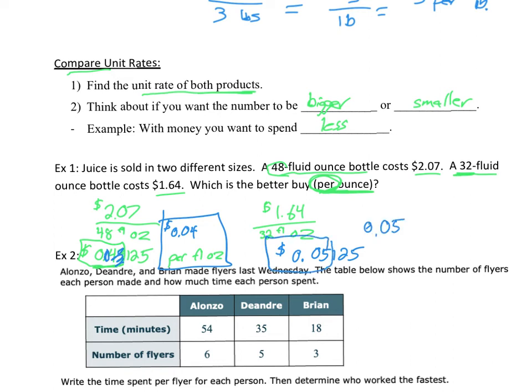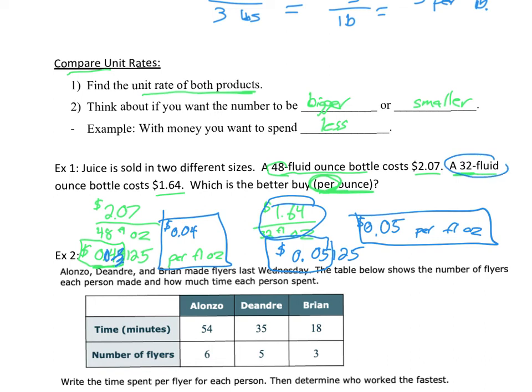Okay, do you want to pay 4 cents per fluid ounce or 5 cents? You want to pay less. Doesn't seem like much, but it does add up. So the answer for the better buy is this one, the 5 cents per fluid ounce. So you want to buy the 32 fluid ounce bottle, not the 48. I'm sorry. Back that up again. You don't want to pay 5 cents. You want to pay 4 cents. You want to buy the 48 fluid ounce bottle. So buy the 48 ounce bottle.